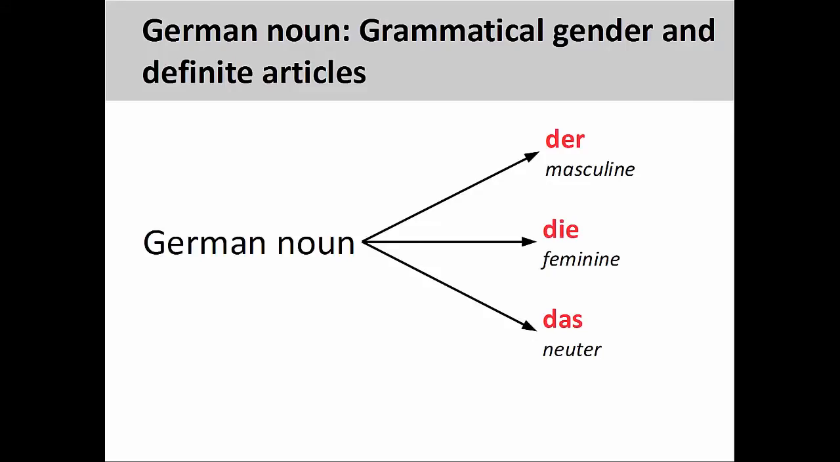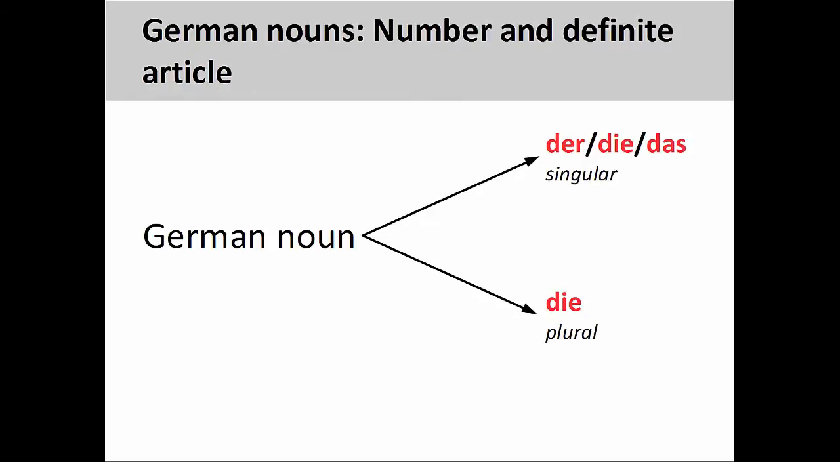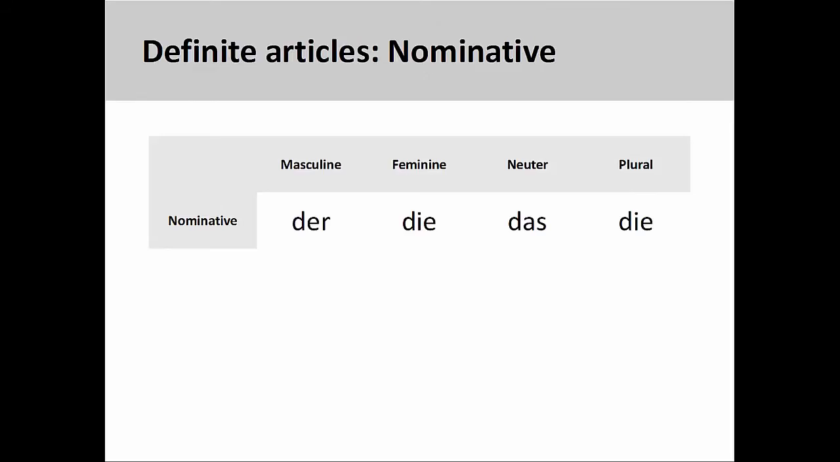You will recall from an earlier presentation that the grammatical gender of a noun is seen in its definite article. Der indicates a masculine noun, die a feminine noun, and das a neuter noun. And you will also remember that plural nouns manifest no gender. The only definite article for plural nouns is die.